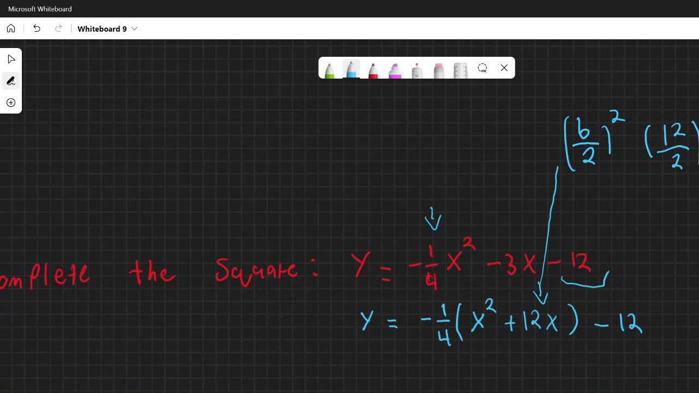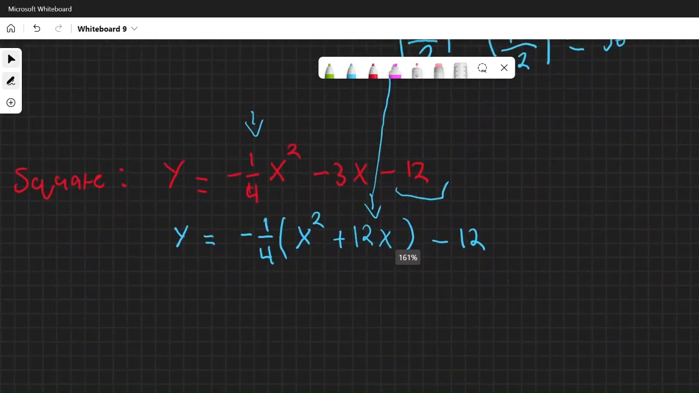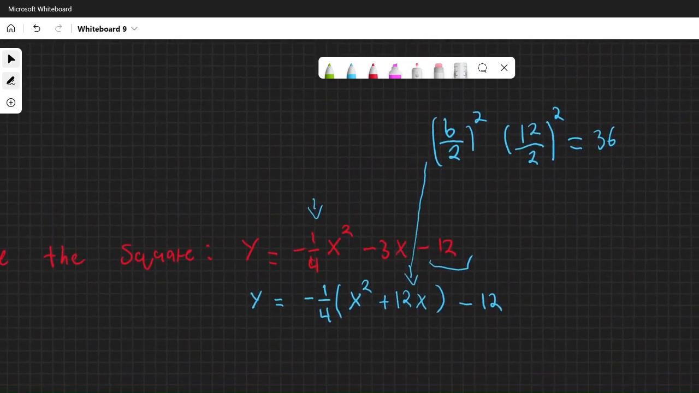And yeah, unfortunately you just kind of have to memorize these steps. It just takes some practice to get it down. But yes, it can be a little bit confusing, that's for sure. So we have our 36, and now we're going to add that within the bracket, and we're going to subtract it after. So we have negative 1 over 4x squared plus 12x plus 36. Then we have our minus 12.